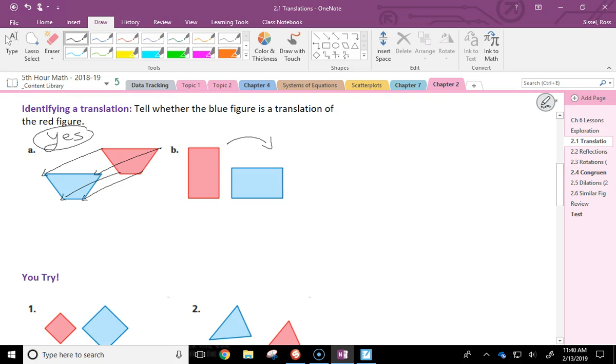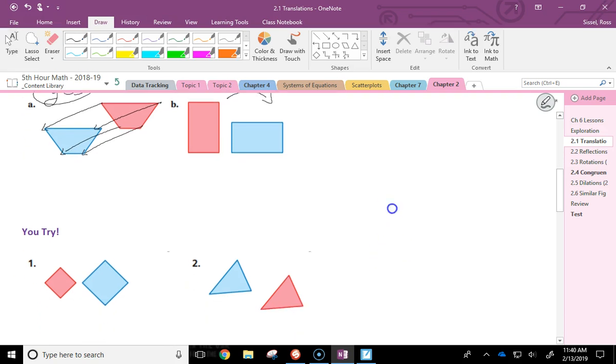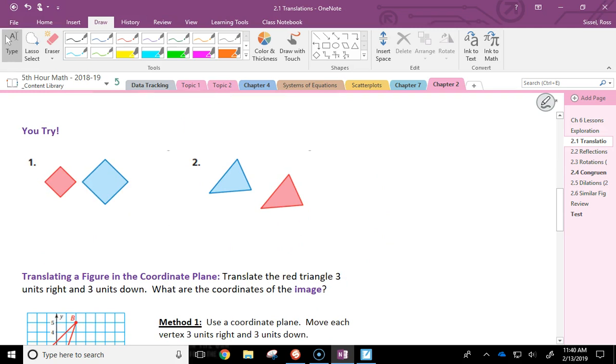Okay. So we will have a rotation. This one is a rotation. Yes. All right. So let's have you guys look at the next two. So we said this one was definitely a no. Number 1 and 2.